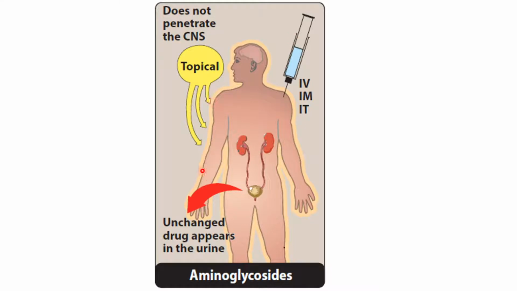Topical is only for skin diseases. So if you want a systemic effect, then you have to inject it intramuscularly or intravenously, usually intramuscularly. Intrathecally is very dangerous, can be done only in the hospital with a surgeon. So there are no tablets for aminoglycosides, no tablets. Please remember that, it's very important.